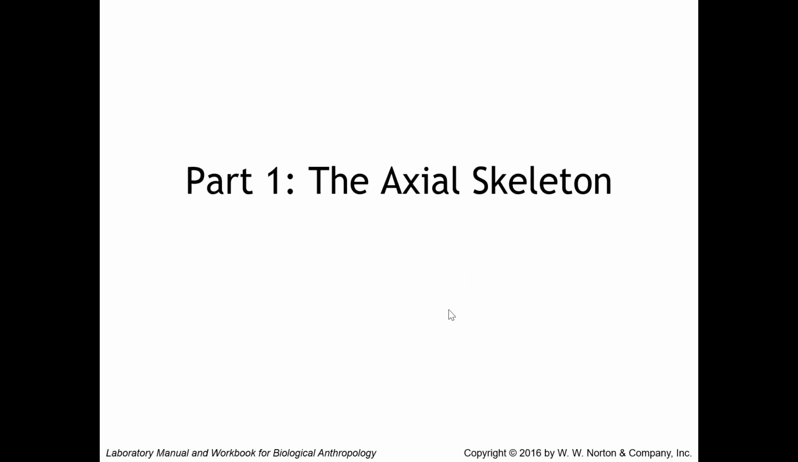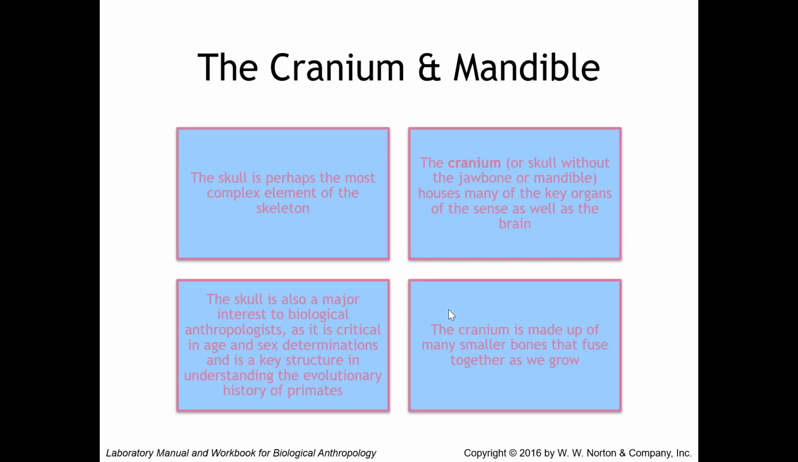We're going to start from the top, or the most superior part of the body, with the cranium and the mandible. The skull is perhaps the most complex element of the skeleton, right? There's a lot of little bones in there that are important to the function of our body, and so we're going to go through each and every one of them. The cranium is what we call the skull without the jawbone or the mandible. This houses many of the key organs of the sense as well as the brain, right? So the sense being the tongue for taste, the olfactory bulbs for smell, and so on.